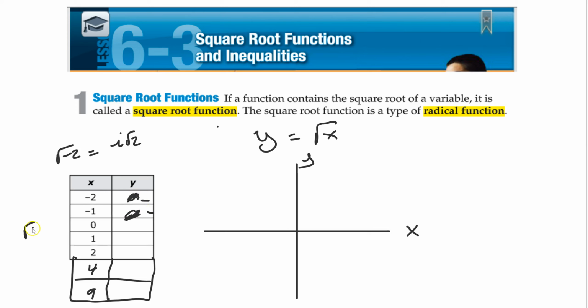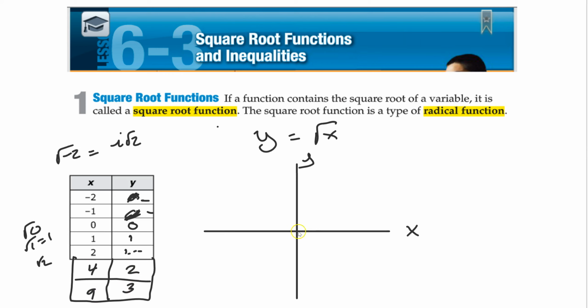Square root of 0 is 0. Square root of 1 is 1. Square root of 2 is like 1 point blah blah blah. This is why I put 4 and 9. So I know the square root of 4 is 2, and the square root of 9 is 3. So I'm going to use those values.